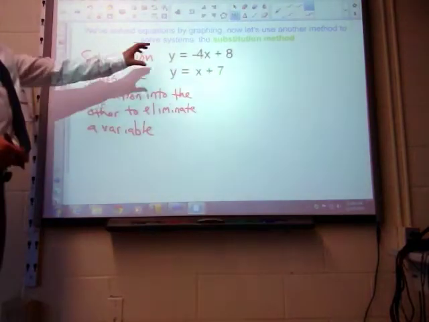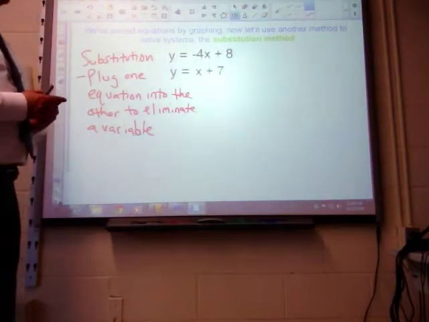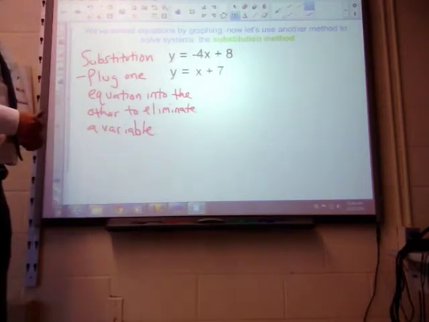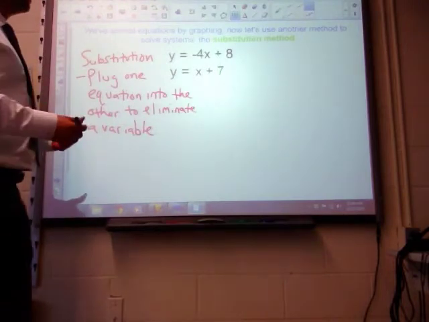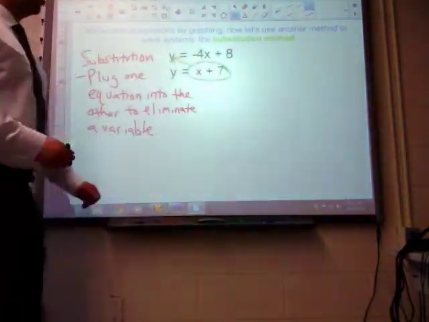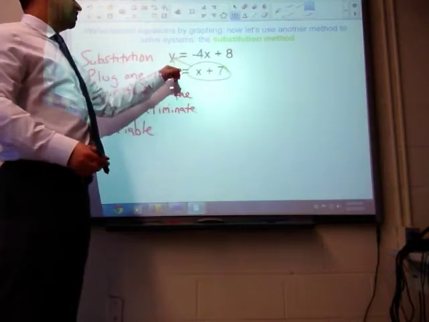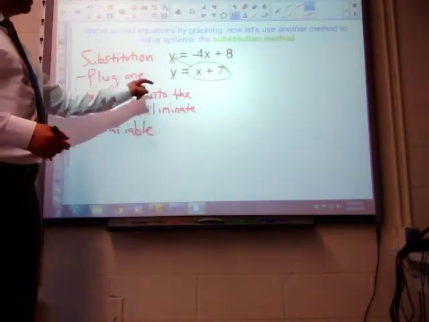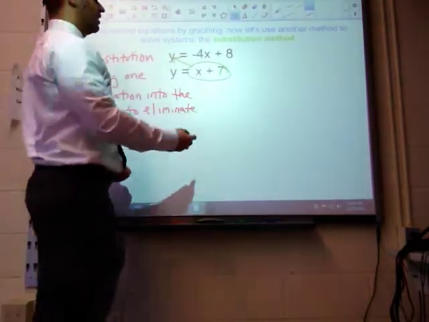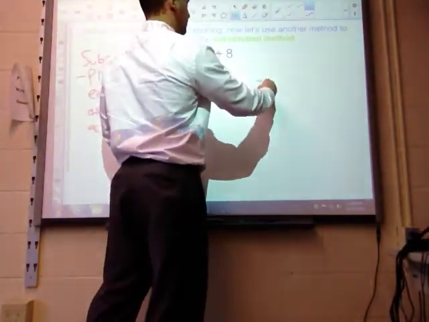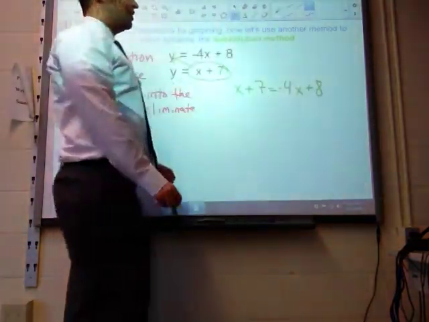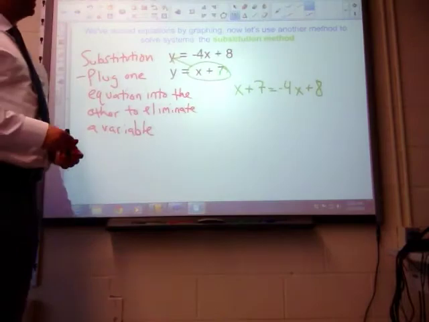So, we look at our two equations here, y equals negative 4x plus 8 and y equals x plus 7. Now, in both of them, we have a variable solved for, so we can plug it in for that variable in the other equation. You could have gone either way. You could have put this in for y here. What we're saying is that we know what one of our variables is equal to, so let's plug it in for that variable. And we get x plus 7 equals negative 4x plus 8. I know it seems complicated now, but it'll make more sense in a second.